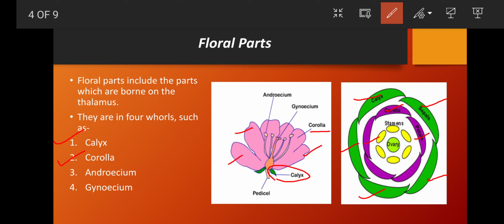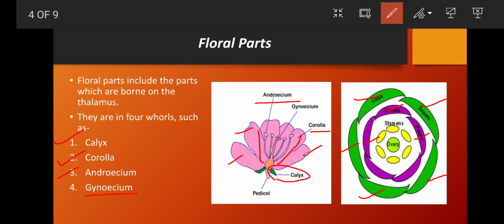Third comes your androecium. Androecium forms the third whorl of the flower. It is the male reproductive organ and it comprises many stamens. These thread-like structures are your androecium.